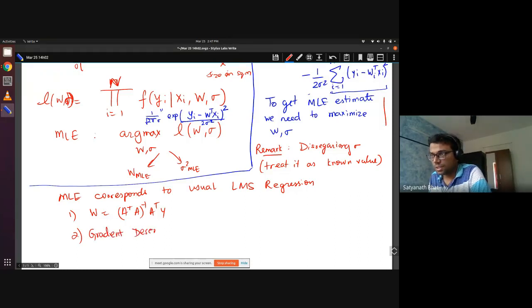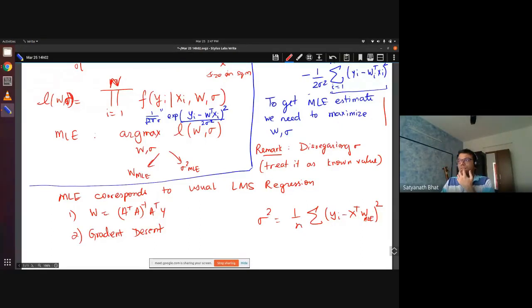But there is an additional sigma square which will give you some insight. The sigma square is given by 1 over n, the usual variance. So this is W MLE. Now what is the significance of this? Can someone make a guess? What is the significance of learning this sigma square?